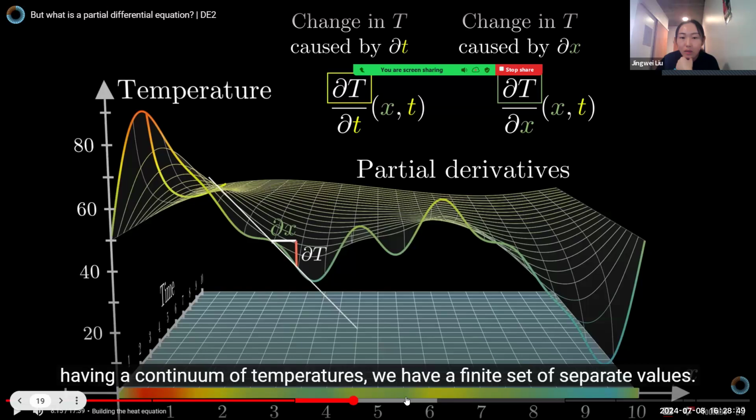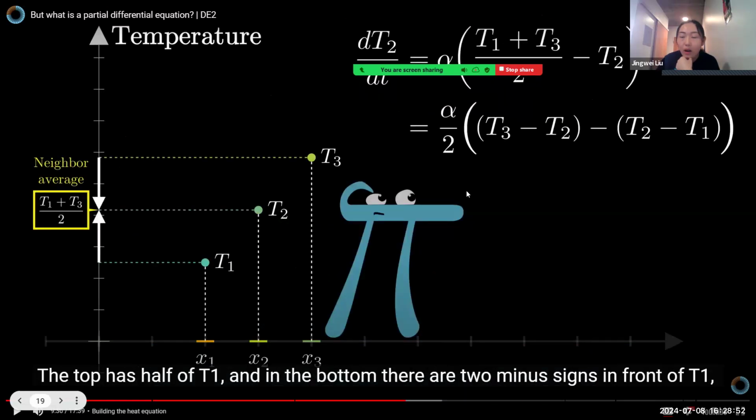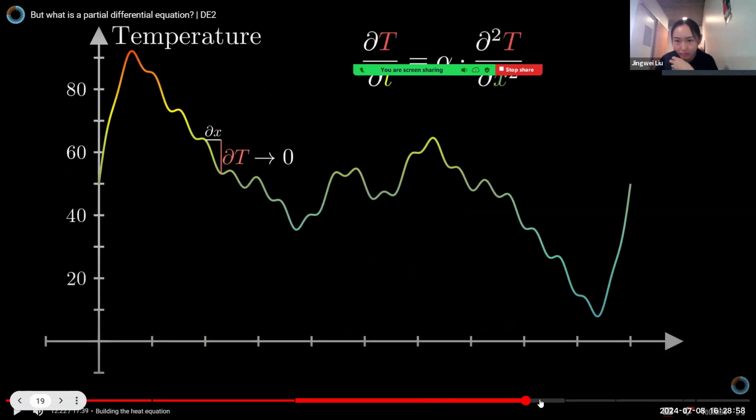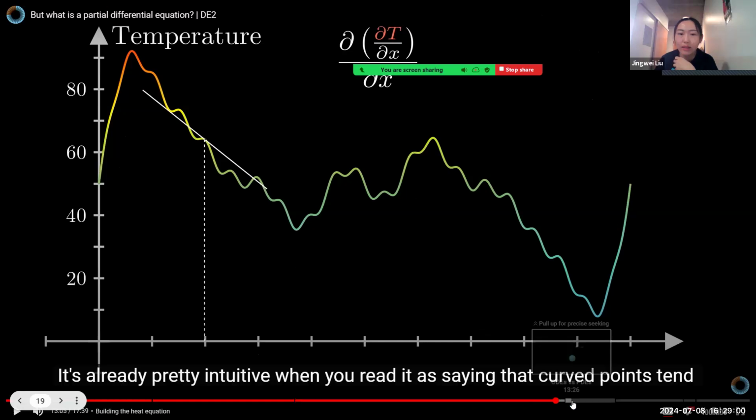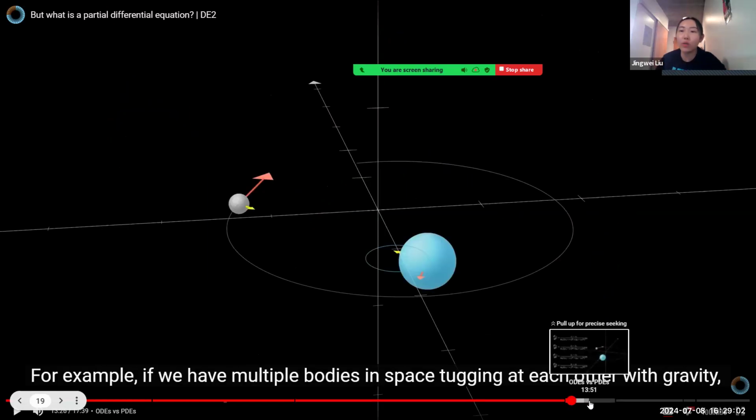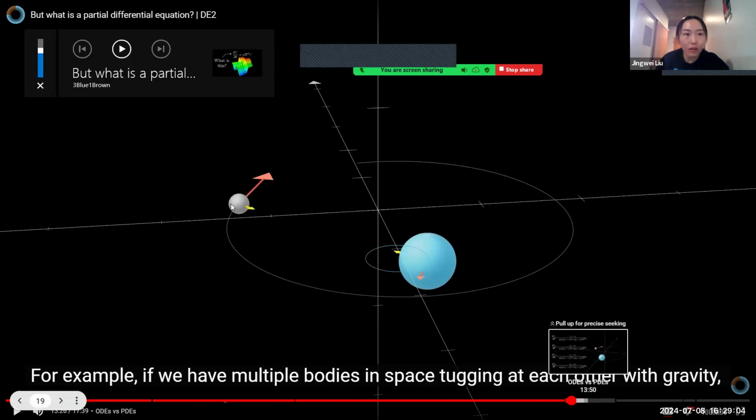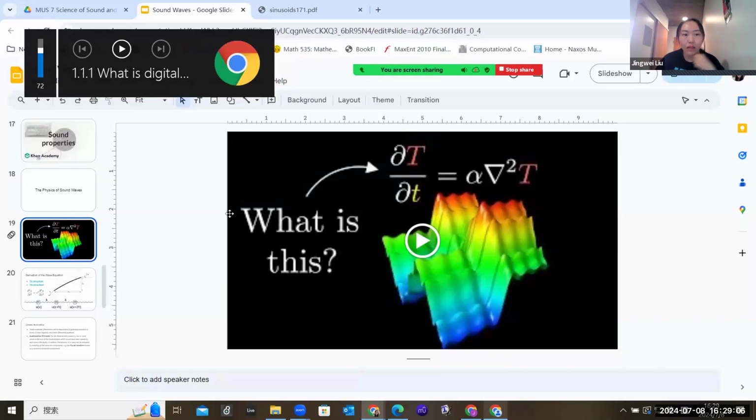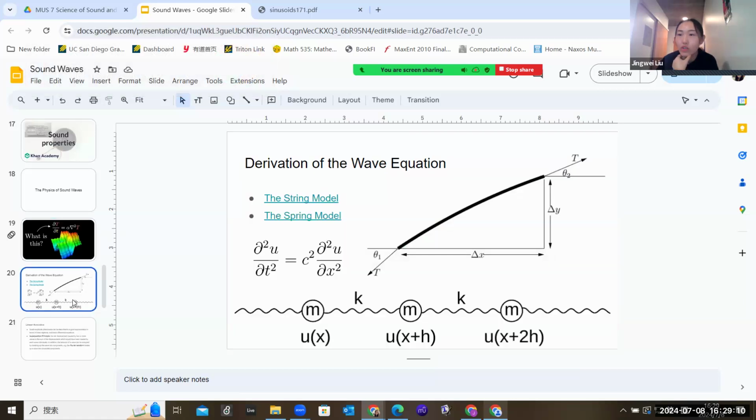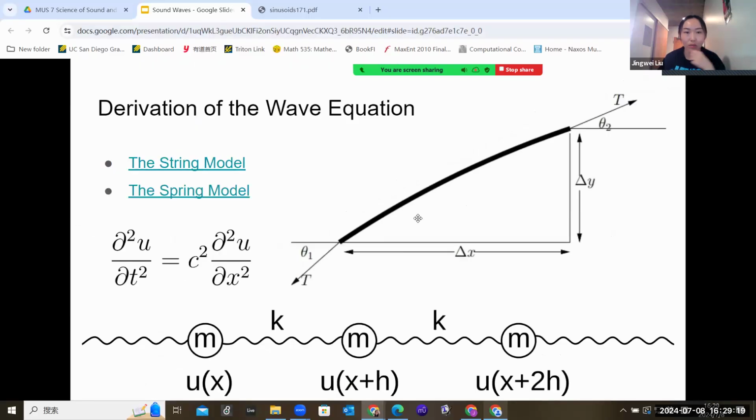Okay, so for the rest of the part, the author is talking about how to derive the heat equation using the basic concepts, which is the exact thing I will do in terms of the wave equation. So the derivation of the wave equation. So this is the description of the wave equation.